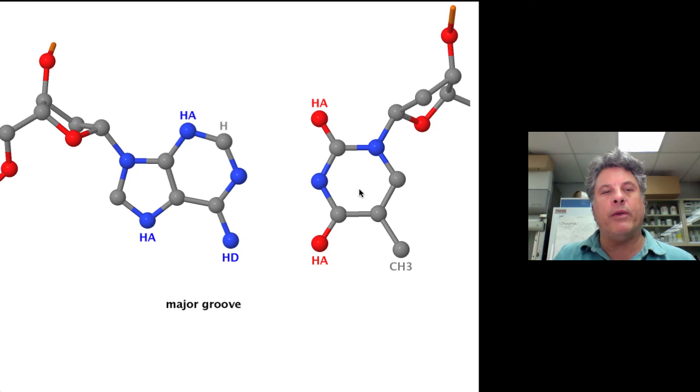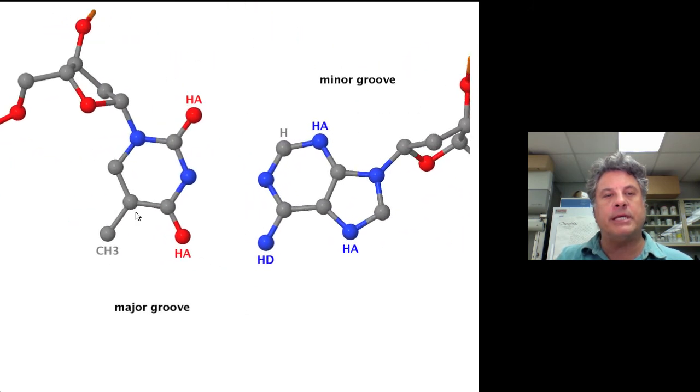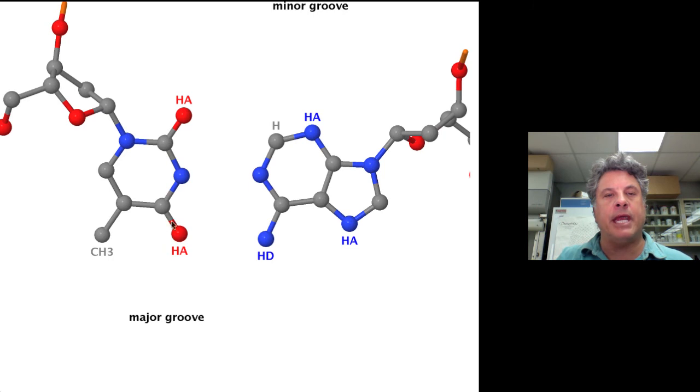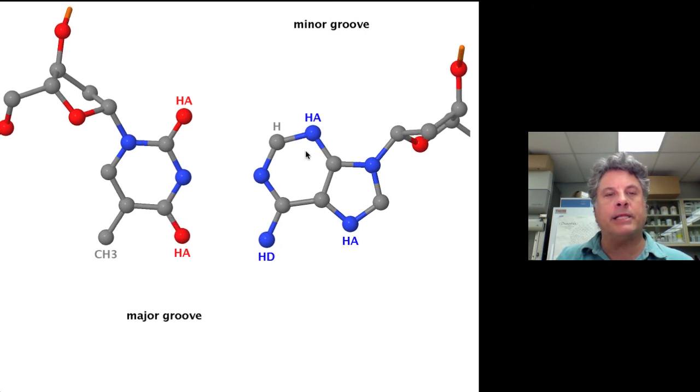And so these features of the major and minor grooves represent a situation whereby proteins that interact and bind to DNA by recognizing particular nucleotide sequences usually, but not always, bind into the major groove, where there is more exposure of the bases, of the sides of the bases, and there's a more complex stereochemical environment that can be recognized in the major groove as compared to the minor groove.